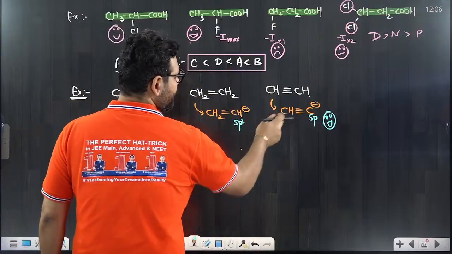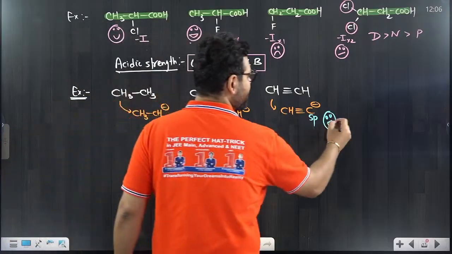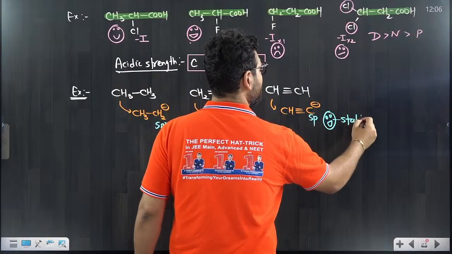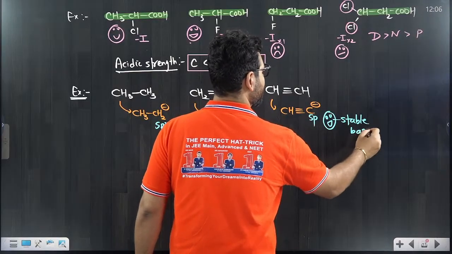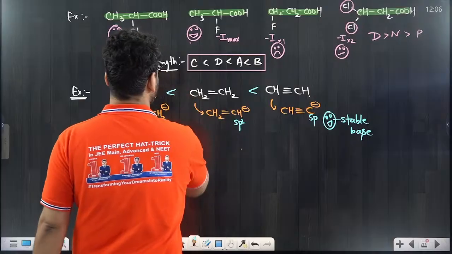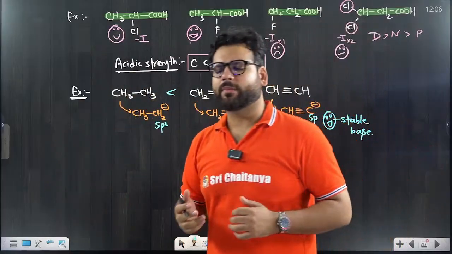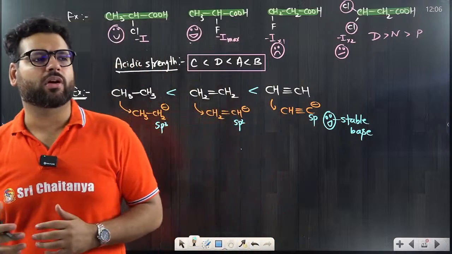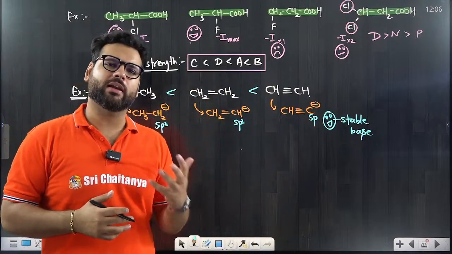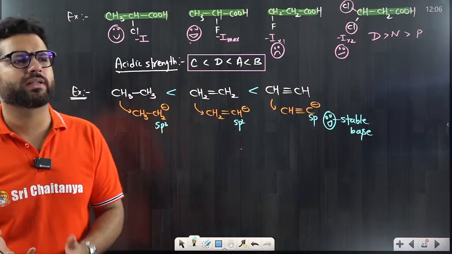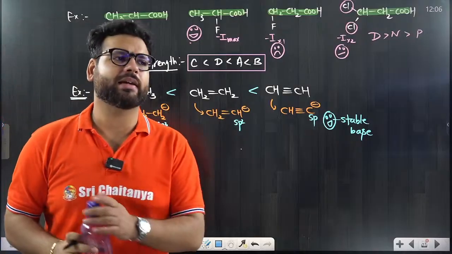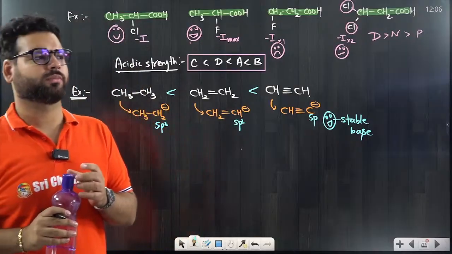So if it is a stable base, that means it will be a much stronger acid than alkane and alkene. So among alkane, alkene, alkyne, please remember, alkyne is a stronger acid as compared to alkene and alkane. Alkene and alkane are not at all acidic in nature. Alkynes are highly acidic in nature, almost like an alcohol.